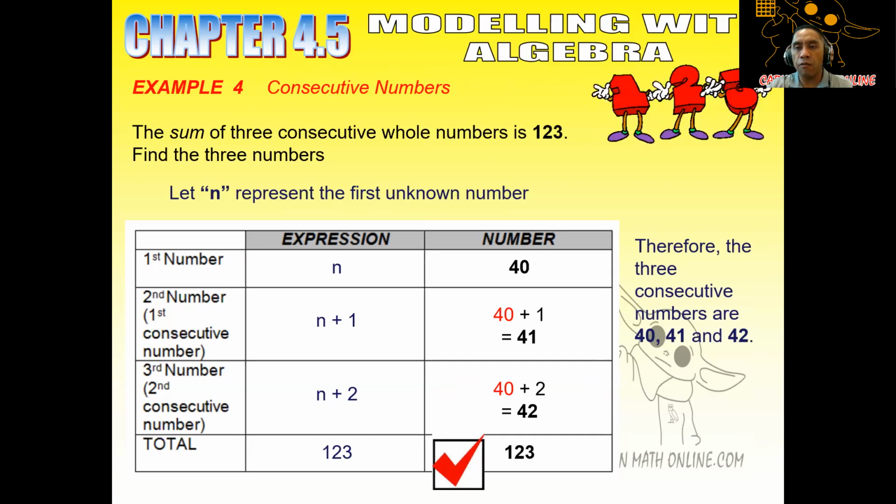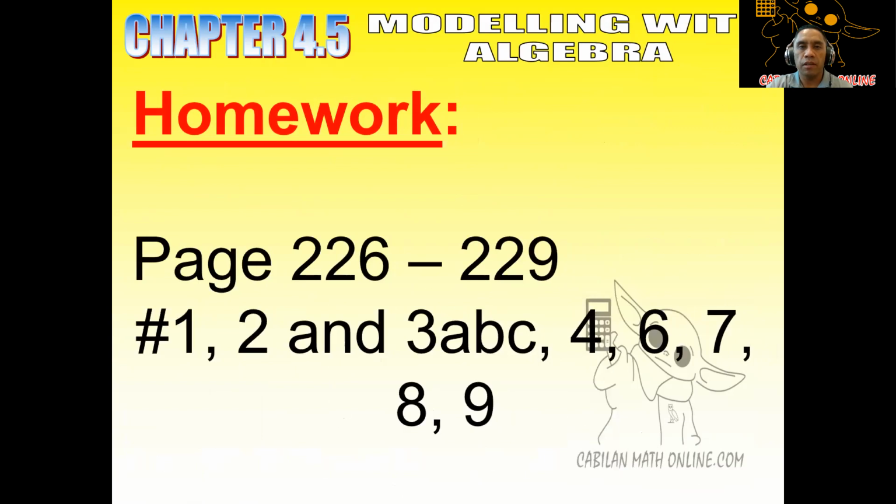In this case, therefore, the three consecutive numbers are 40, 41, and 42. So again, anytime that you don't know a certain quantity, you always represent it with a variable. And as long as you understand the relationship between the variables and what the word problem is presenting to you, solving word problems is not that difficult.